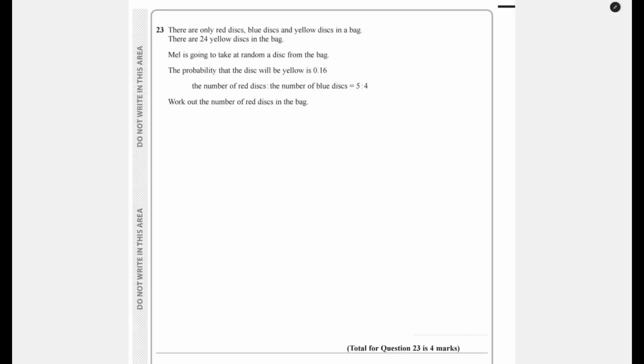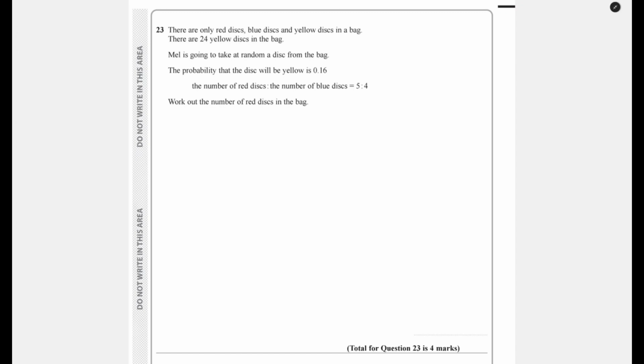Question 23 says there are only red discs, blue discs, and yellow discs in a bag. There are 24 yellow discs in the bag. Mel is going to take at random a disc from the bag. The probability that the disc will be yellow is 0.16. The number of red discs to the number of blue discs is 5 to 4. Work out the number of red discs in the bag.